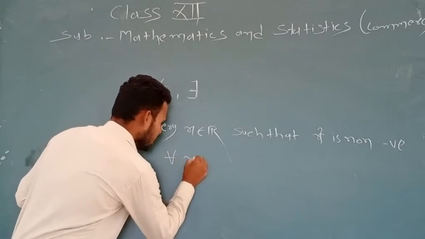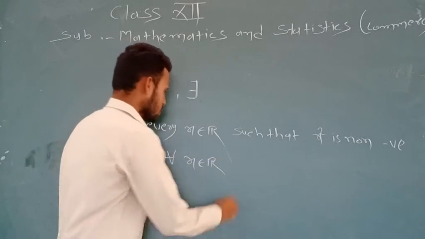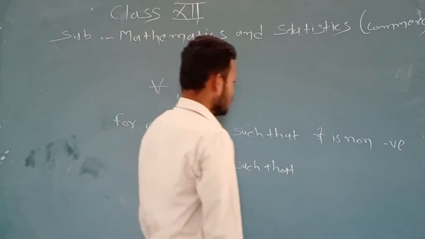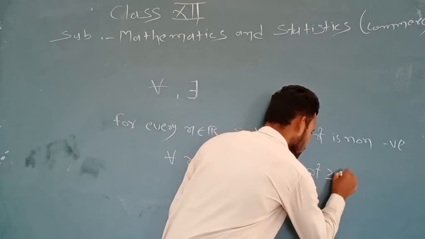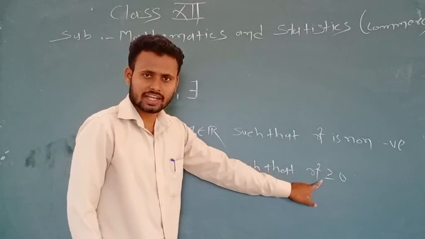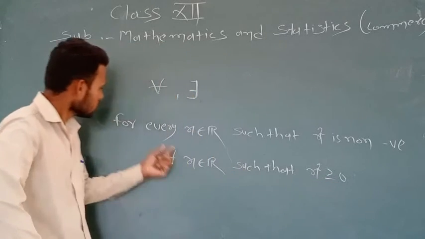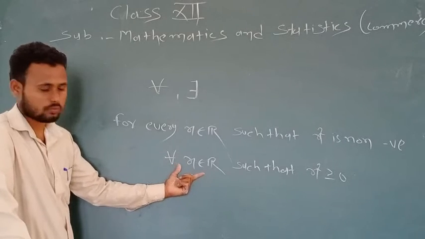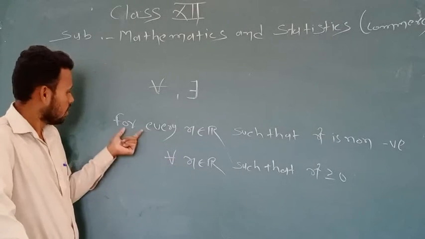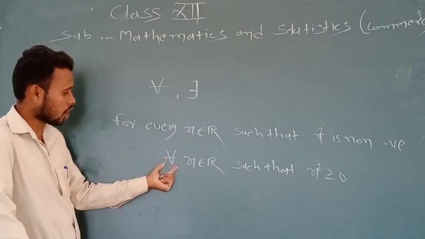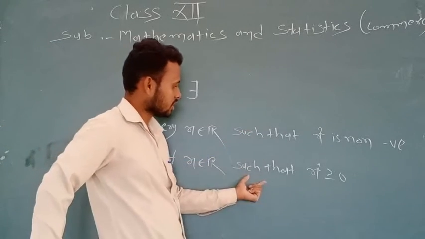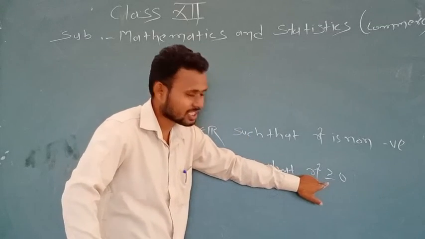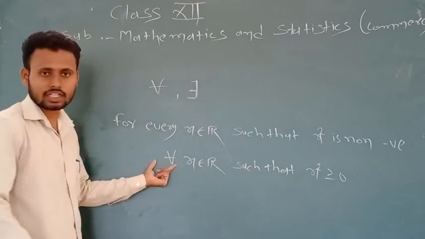For all x belongs to the real numbers such that x square is greater than or equal to 0. It means non-negative. We can write this sentence in mathematical form with the help of the quantifier for all. For every x belongs to real number, it means for all x belongs to real number such that x square is non-negative. Here we use the quantifier for all.